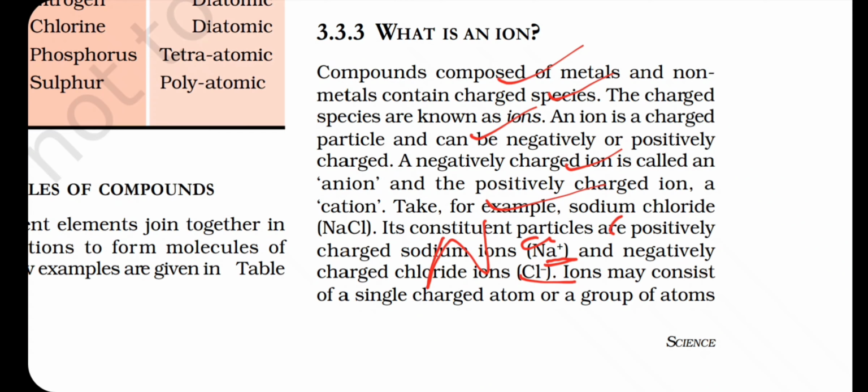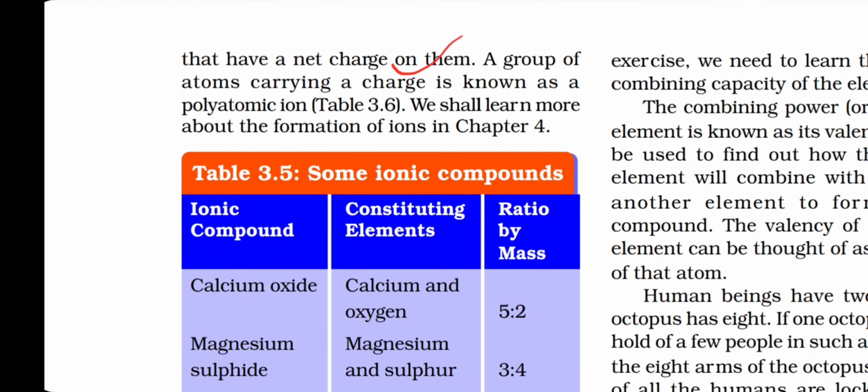An ion may consist of single charged atoms or a group of atoms that carries a net charge. The group of atoms carrying the charge is known as a polyatomic ion. We shall learn about it in the higher class, that is in chapter 4.